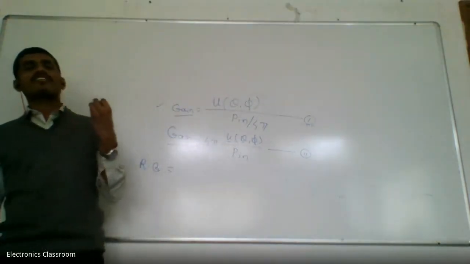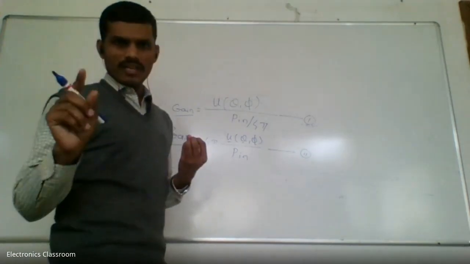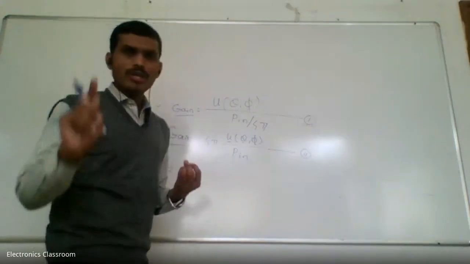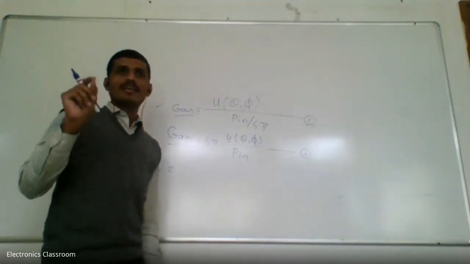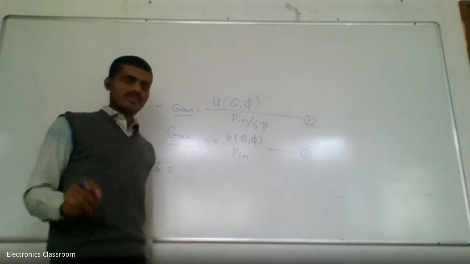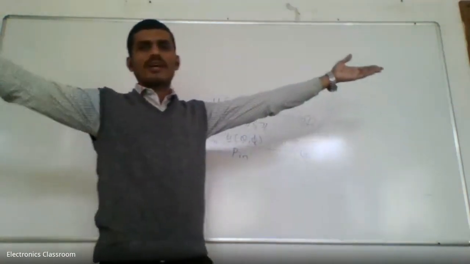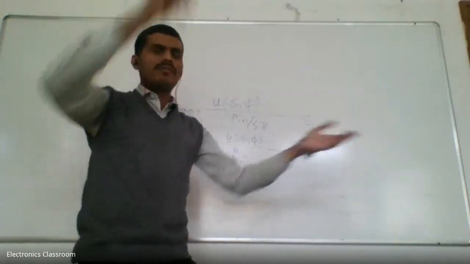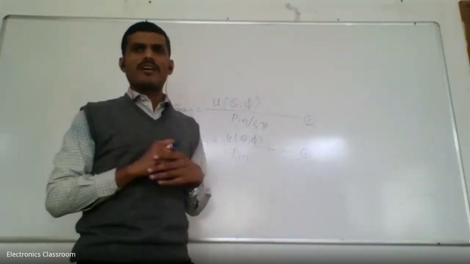Now relative gain is the ratio of the power gain in the given direction of the antenna to the power gain of a reference antenna in its reference direction.